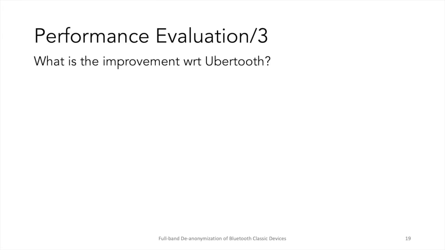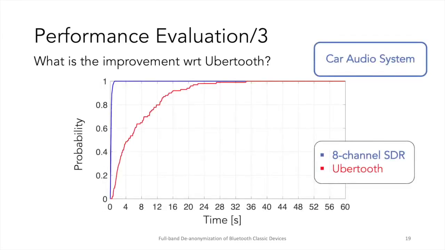Our target connection here is a Bluetooth session between a smartphone and the audio system of a car, in which music is being played through the car speakers. Also in this graph, we are plotting the cumulative density functions. These results show that our system clearly outperforms Ubertooth in terms of de-anonymization speed. While our system always resolves the correct UAP in about 2 seconds or less, Ubertooth can take up to 30 seconds or more to resolve it.